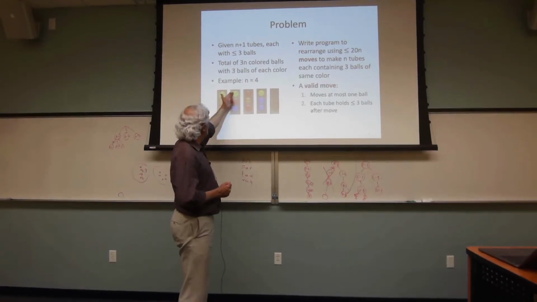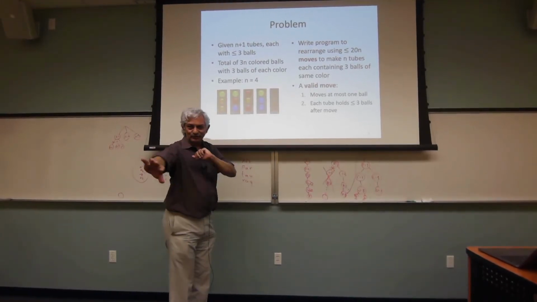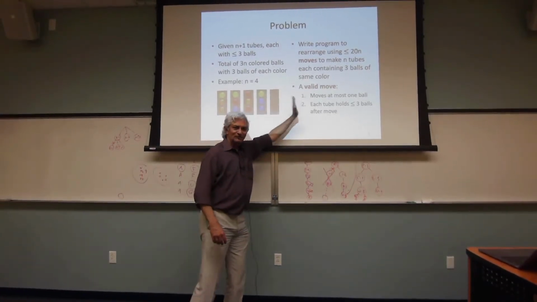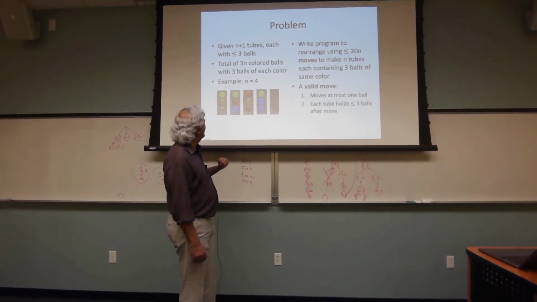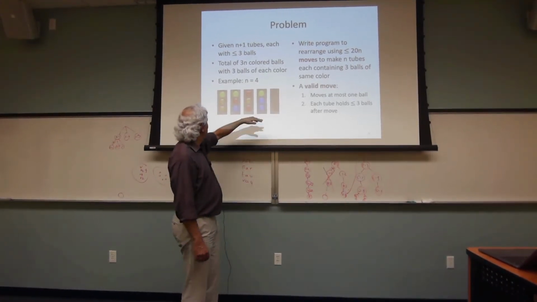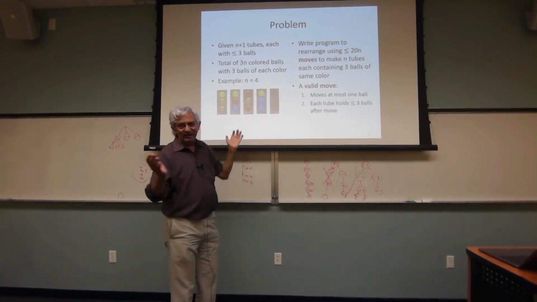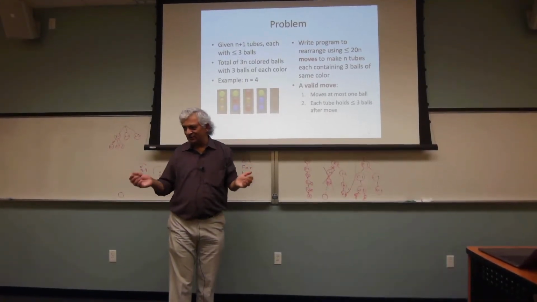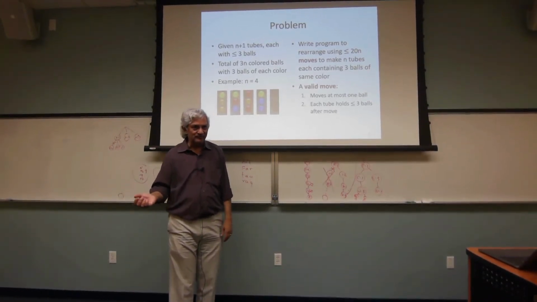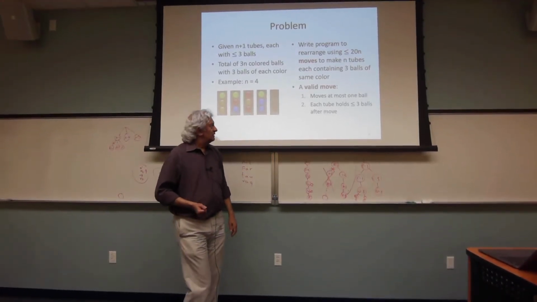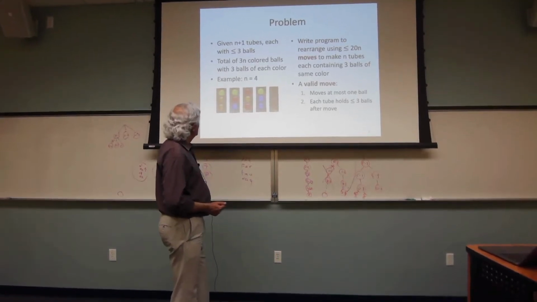Yellow. So the 3 yellows go here. Yellow's done. Now I can move this away, and then I can take these 2 extra balls and put them here, and now I have 1 less tube to deal with, and I still have the spare tube, right? And then what am I going to do?